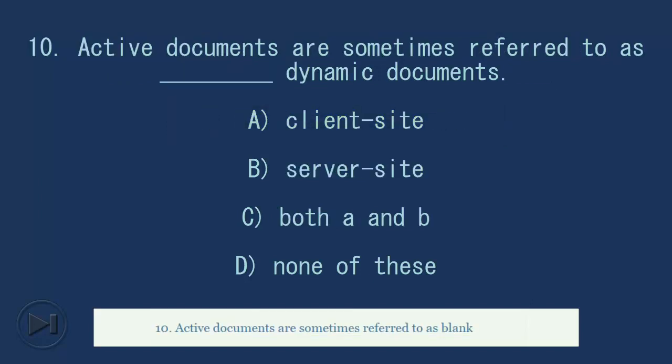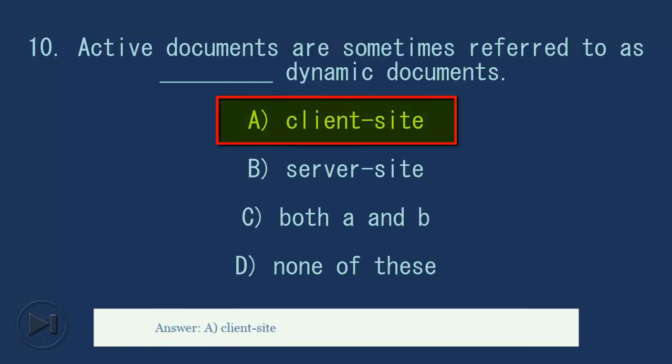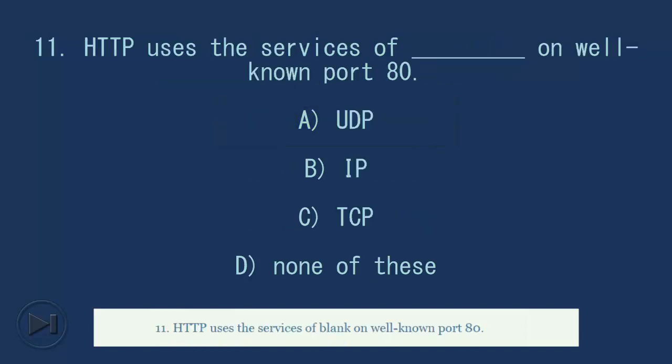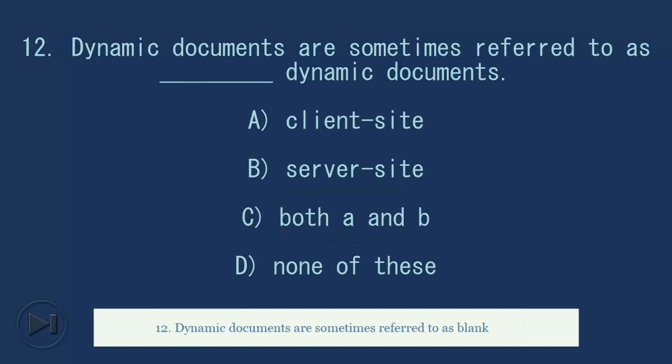10. Active documents are sometimes referred to as blank dynamic documents. A. Client side. B. Server side. C. Both A and B. D. None of these. Answer, A. Client side. 11. HTTP uses the services of blank on well-known port 80. A. UDP. B. IP. C. TCP. D. None of these. Answer, C. TCP. 12. Dynamic documents are sometimes referred to as blank dynamic documents.